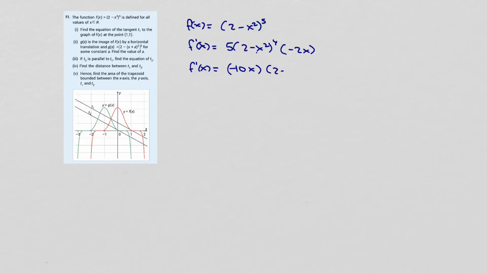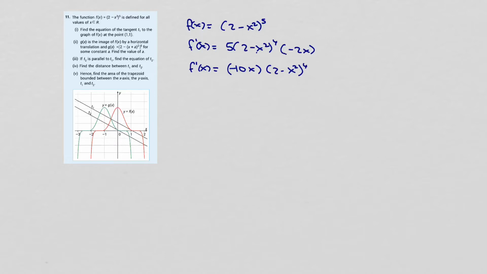So our function f of x is equal to 2 minus x squared to the power of 5, and what we want to do is differentiate. Again, chain rule, so we bring down the power, take 1 away from the power, multiplied by what's inside the brackets differentiated. If I differentiate 2, I get 0, and if I differentiate minus x squared, I get minus 2x. Tidying that up, 5 times minus 2x is minus 10x, times 2 minus x squared to the power of 4.